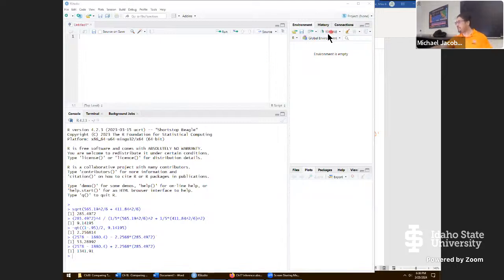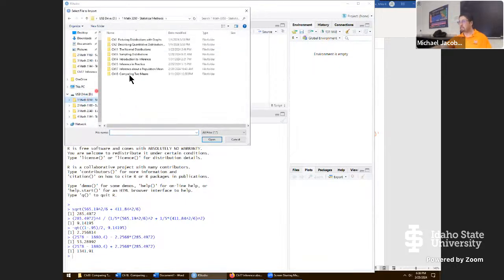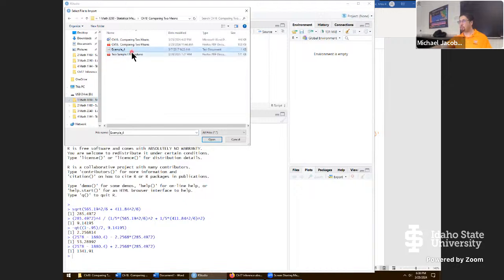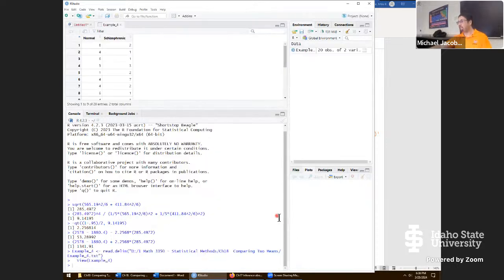First thing we need to do is import data. So that's going to be from text base. We're in chapter 18, and this is the one data frame we have, example 4. Everything looks normal, or everything looks ordinary here. So that's the right to import here at this step. Take a look at it. We've got 20 observations on 2 variables. So that's what we were expecting.